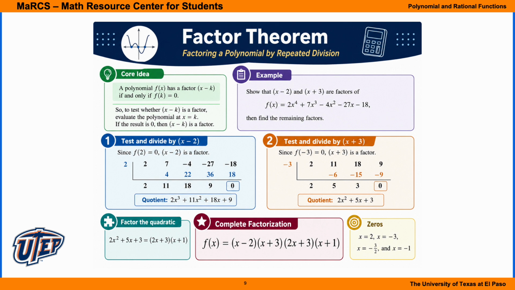Now we do k times a, which is negative 3 times 2, so that'll give us negative 6. Now we can add 11 minus 6, which is equal to 5. So 5 times negative 3 gives us negative 15. So 18 minus 15 gives us positive 3. So 3 times negative 3 gives us negative 9. And 9 minus 9 is equal to 0, and we have a remainder of 0. So our quotient is 2x squared plus 5x plus 3. And since f of negative 3 is equal to 0, x plus 3 is a factor.